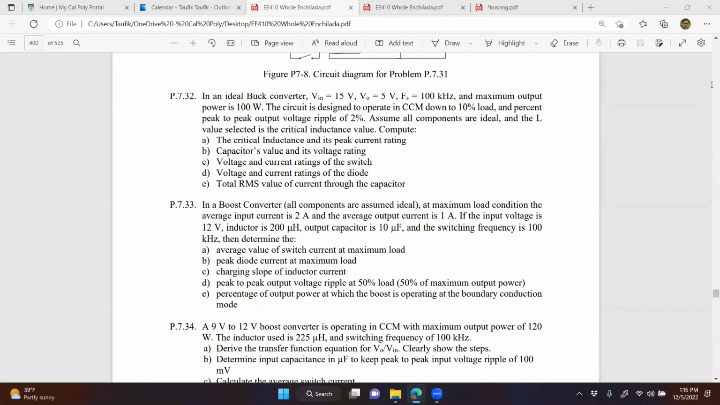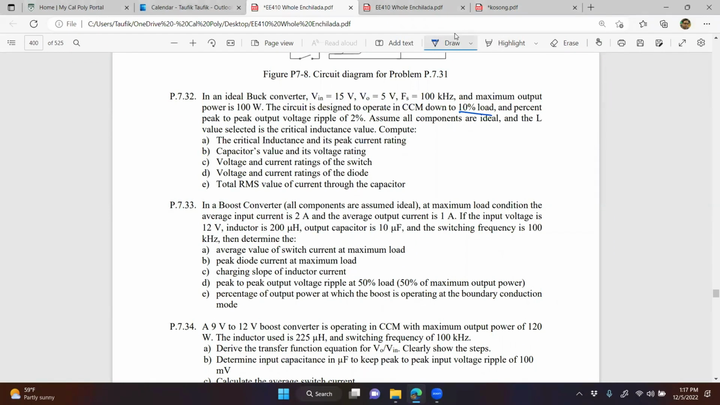Okay, 732, right? An ideal buck converter. V in is 15 volts, V out is 5, switching is 100 kilohertz, maximum output power is 100 watts. The circuit is designed to operate CCM down to 10%, so that's boundary conduction mode. And percent peak-to-peak output voltage ripple of 2%.